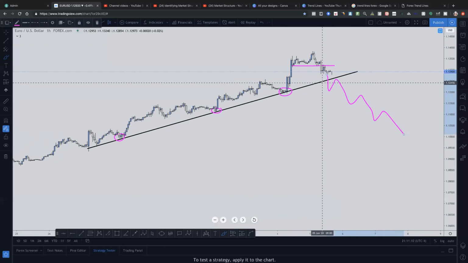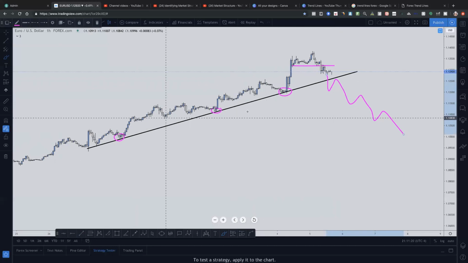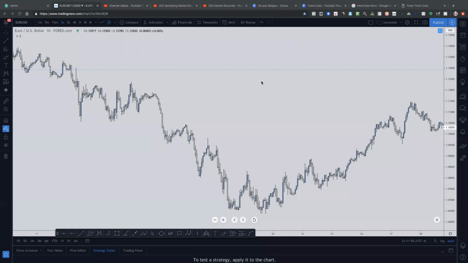So it's like support, just like we discussed in the previous video, but at an angle. Remember, we had to wait for that break and retest to confirm the change in trend. It's the same thing, but at an angle. So now we're going to discuss the sell trend line, and I want you to practice these. Okay, now we're going to do a sell trend line.